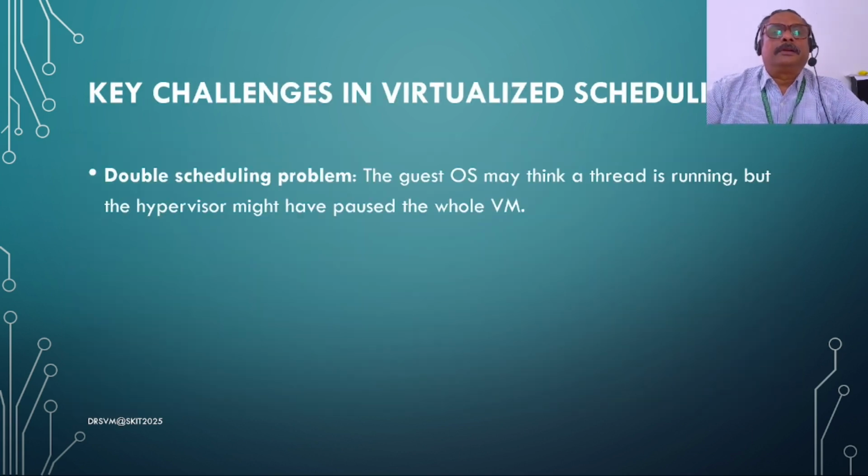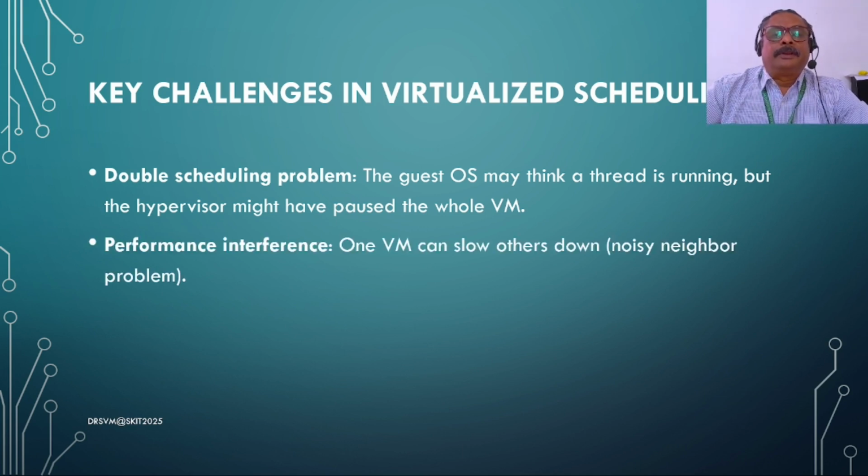The challenges we find in virtualized scheduling start with the double scheduling problem. The guest operating system may think a thread is running, but the hypervisor might have paused the whole virtual machine. That is one problem, because finally the hypervisor has to allow one virtual machine to get access to the CPU, and the guest operating system has allotted one thread or process to run, but the whole virtual machine is paused by the hypervisor. Therefore the guest operating system doesn't know that it is not working.